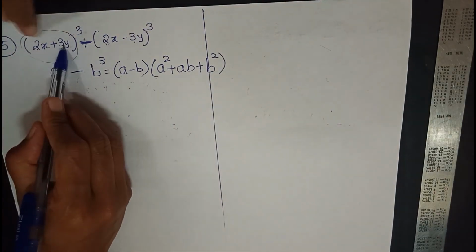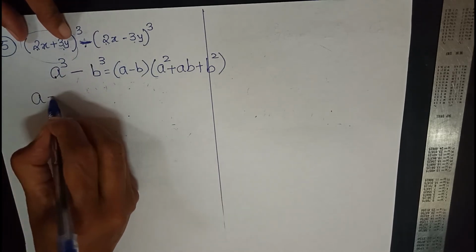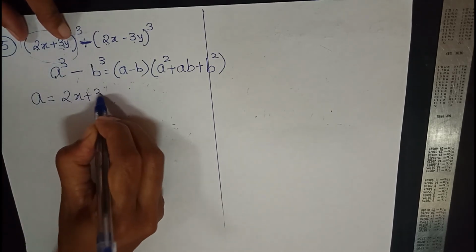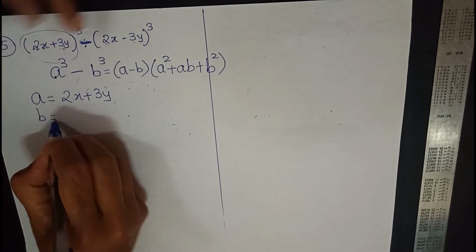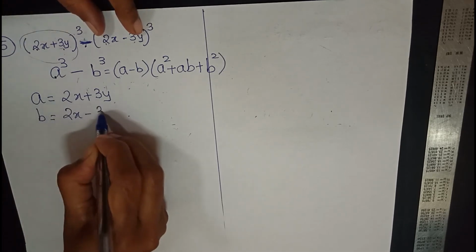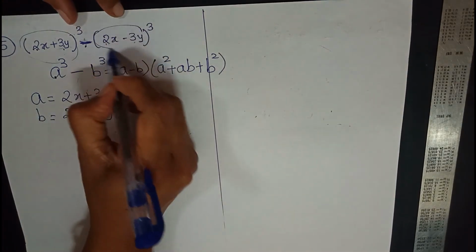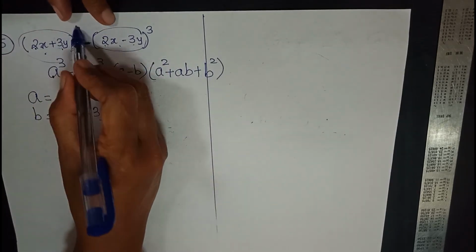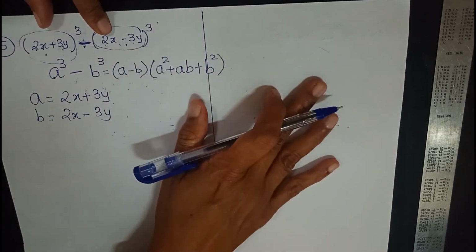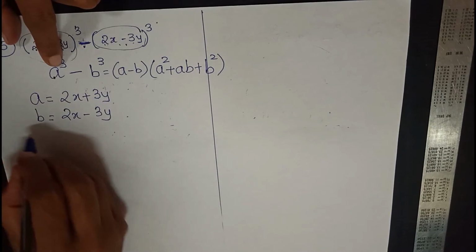A will be 2x plus 3y, the entire bracket. And what will be my B? 2x minus 3y. This entire bracket will be B. So it is A cube minus B cube. Now let us substitute in the formula, right?